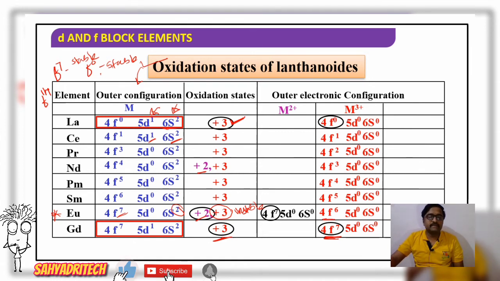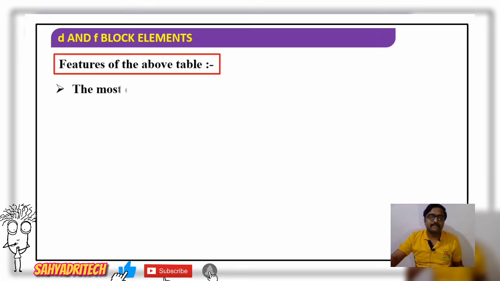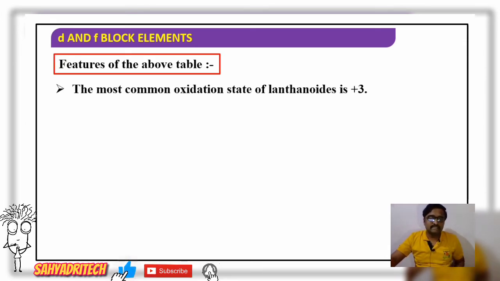So in case of europium, it is 4f7 5d0 6s0, and if you consider neodymium, it also shows the +4 oxidation state. Cerium also shows a +4 oxidation state. Say in +4 oxidation state, if cerium loses 4 electrons, what is the configuration? 4f0 5d0 6s0. So again 4f0 is stable, and neodymium also shows the +4 oxidation state.